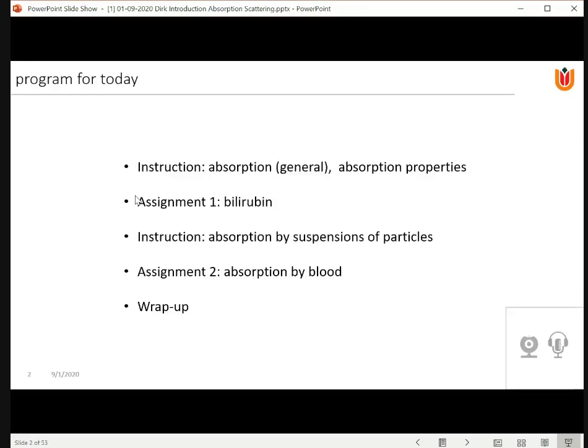So what I want to do today is, first, make some general remarks about light absorption and about absorption properties. Then I have an assignment for you regarding bilirubin, which is one of the absorbing compounds in tissue. Then I'll talk a little bit further about the absorption, not by molecules, but by particles and suspensions of particles. And then I have another assignment related to the absorption properties of blood. And after that, we'll wrap up and call it a day.